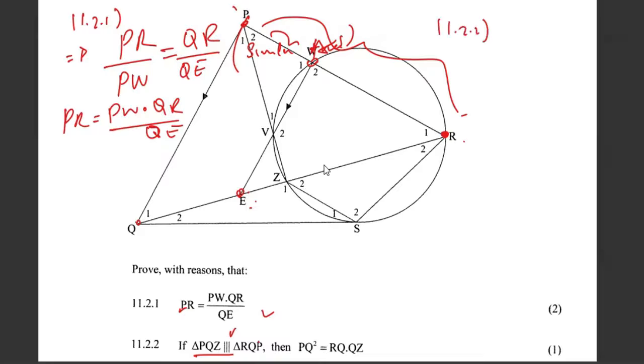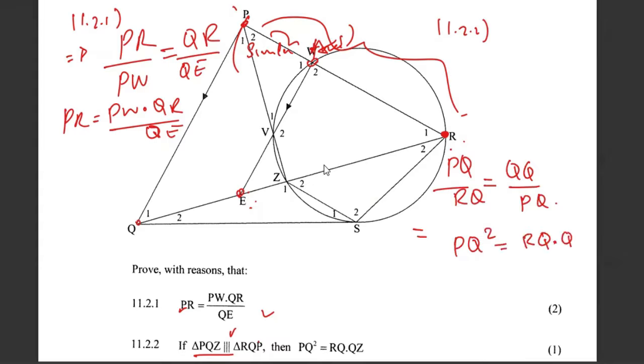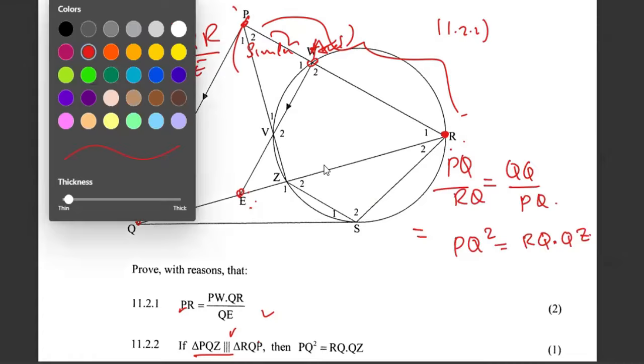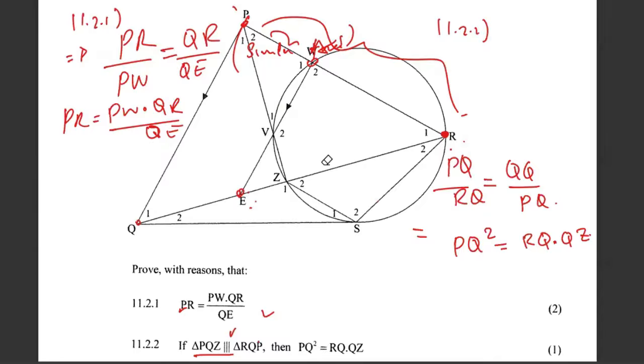11.2.2. So meaning that if the two triangles are similar, we shall have PQ over RQ is the same as QZ over PQ. So this becomes, when you do your cross multiplication, PQ squared is equal to RQ multiplied by QZ. Why am I having QQ? We said QZ.